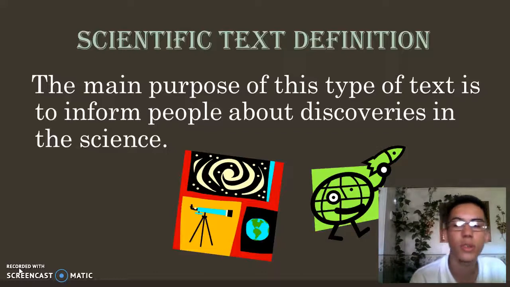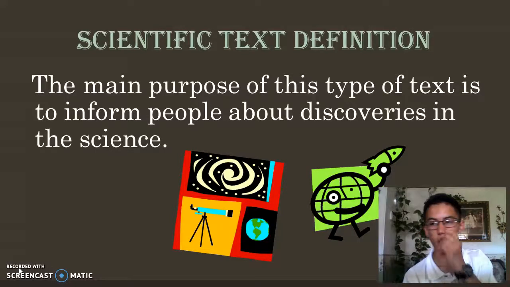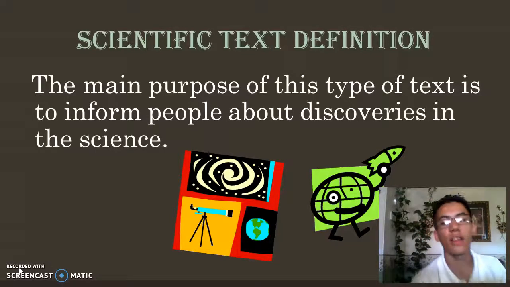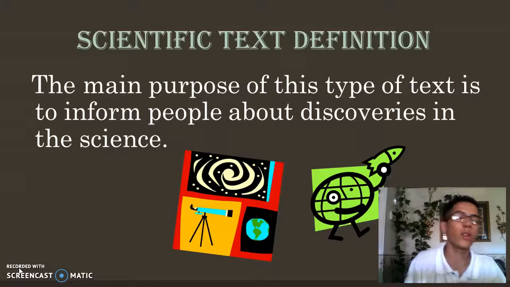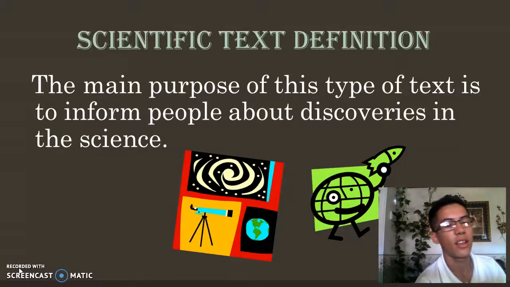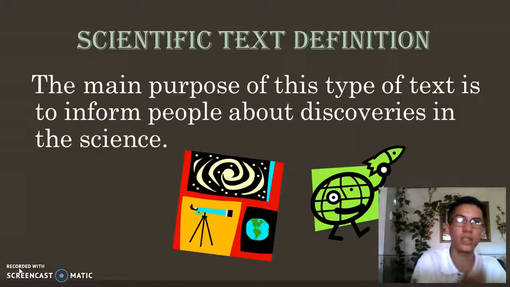It must appear universally, using specific language and terminology, while allowing for precise and accurate translations into other languages, where errors of interpretation have no place. The main objective or purpose of this type of text is to inform people about discoveries or investigations in science.